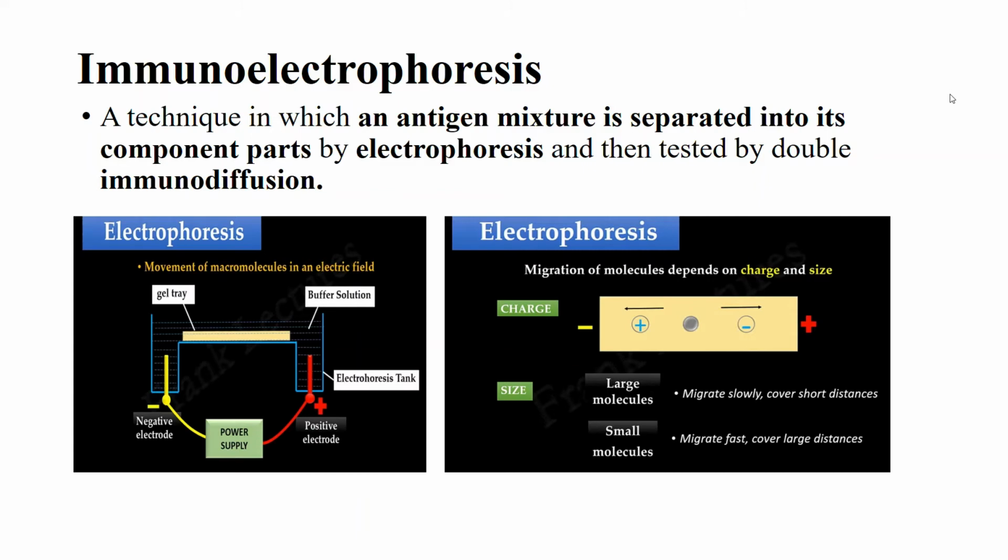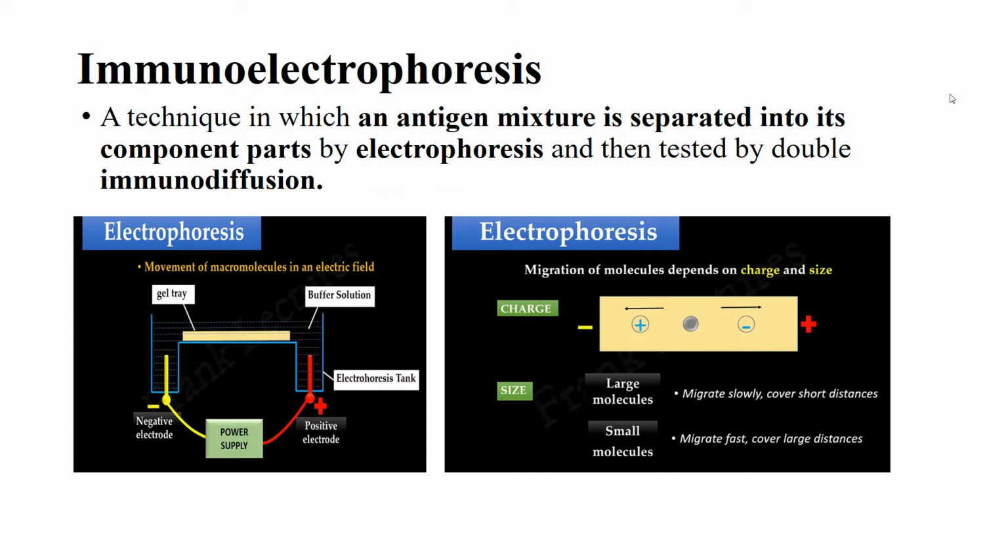This is a basic setup of electrophoresis. Here we can see that we have the electrophoresis tank and we have a gel tray where we are going to add the antigen and antibody reagents, and we can add the buffer solution here. We can see the two electrodes are connected to the power supply, the yellow color is the negative electrode, and the red color is the positive electrode. When the electric current is applied, the macromolecules will start migrating.